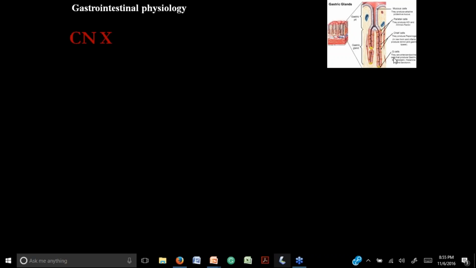So let's start. The ones who stimulate all these cells are going to be the cranial nerve number 10, the pneumogastric nerve or vagus nerve. And what it is going to do is stimulate the gastrin. The gastrin cells are located in the stomach, and they produce gastrin. And here we have the G cells, just to visualize that.